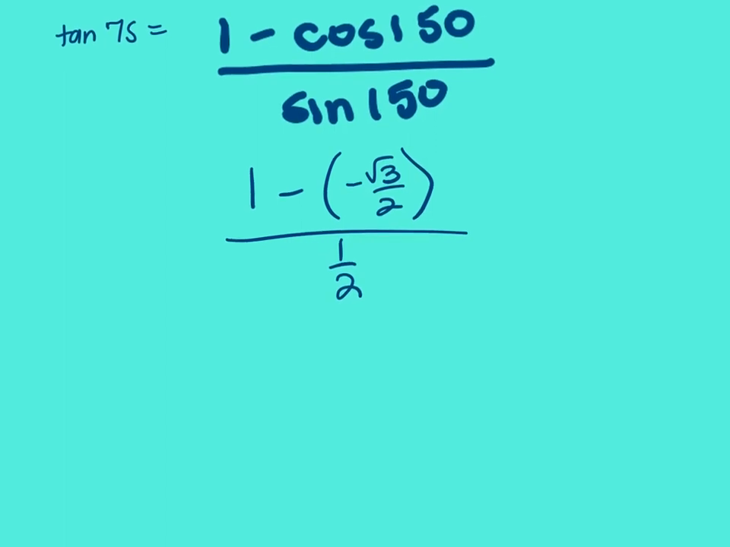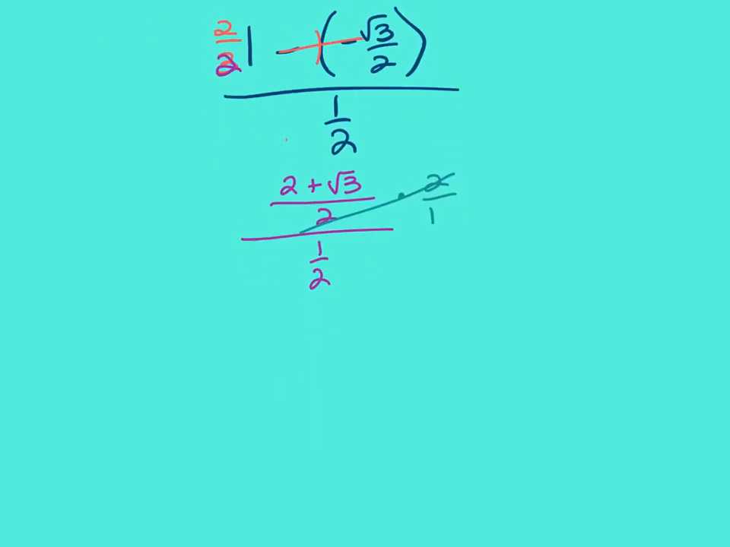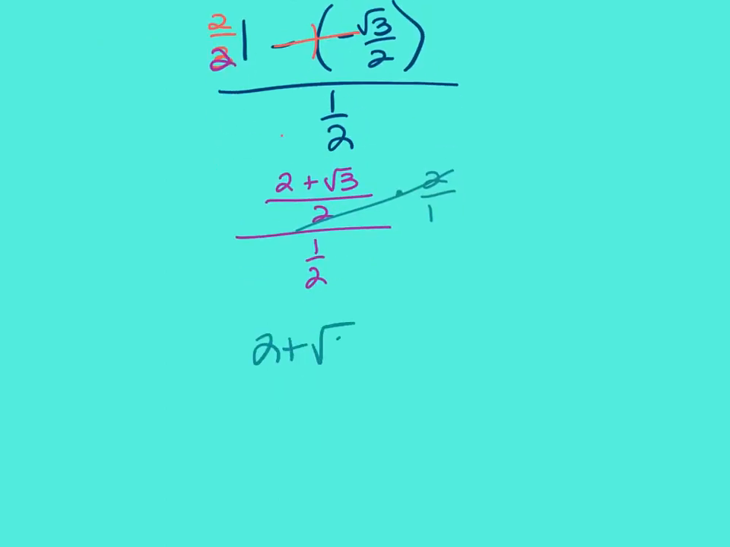All right, so this becomes 2 over 2. This becomes plus, and I get 2 plus root 3. This is 2 over 2 over 1/2. Change, flip. And I get 2 plus root 3.